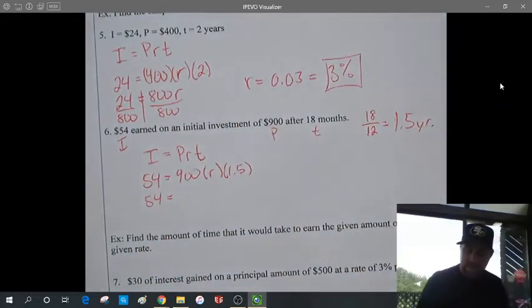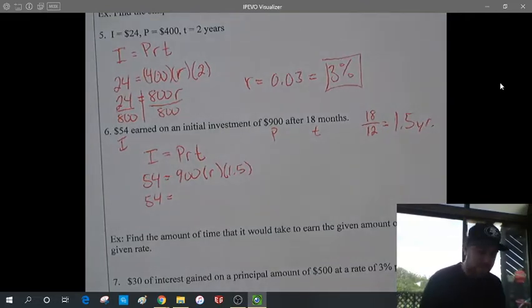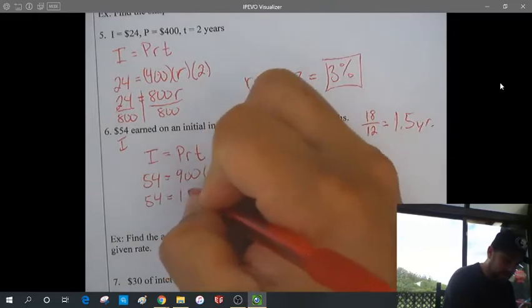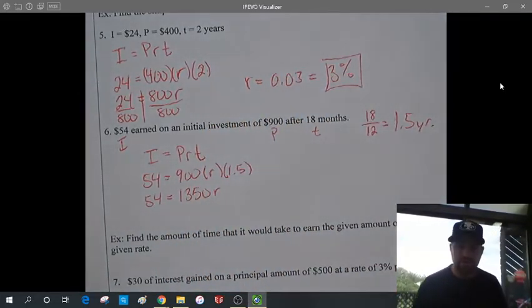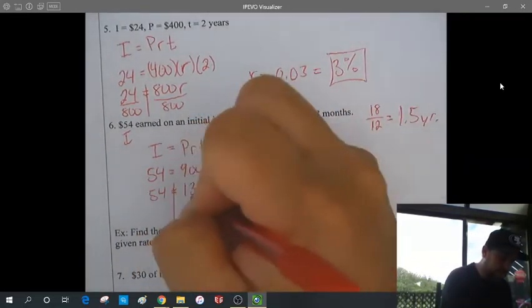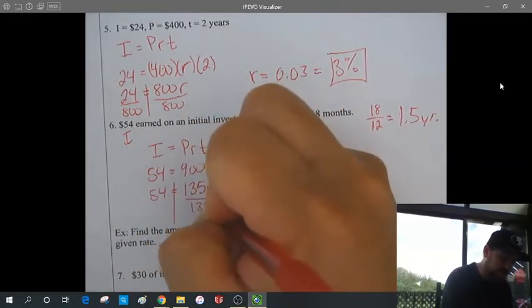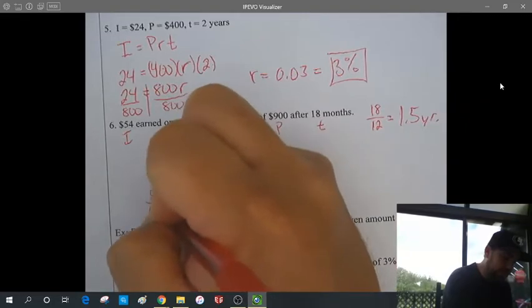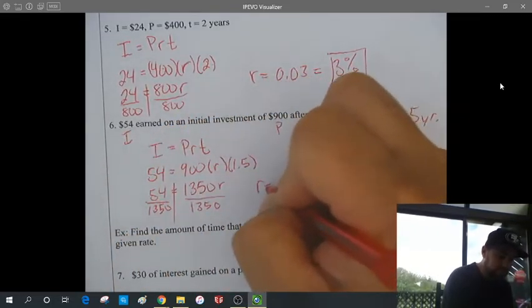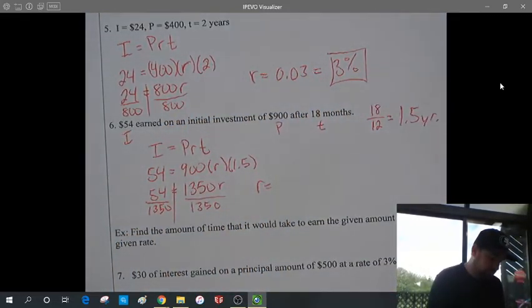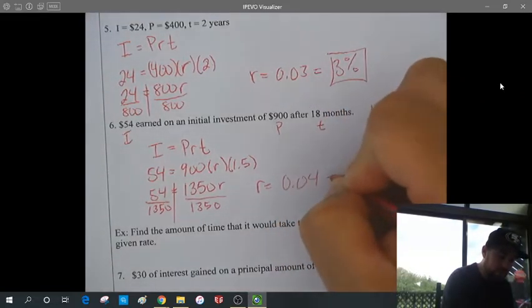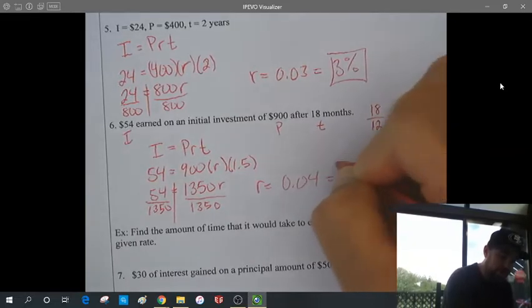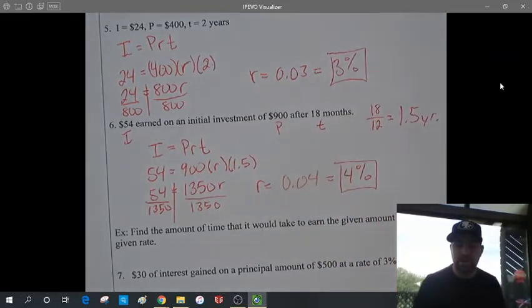Okay, again, multiply the two numbers on the right side, the 900 and the 1.5, to turn that into a simplified single coefficient. And that would be 1,350 here. And now solve for r, so divide both sides by 1350. 0.04, which, converting that over to a percentage, that shows that my rate here is 4%.